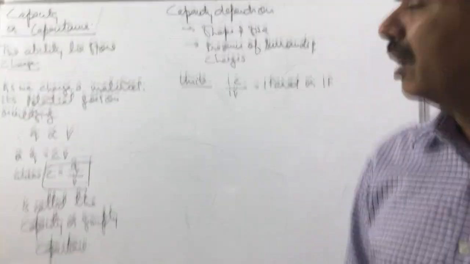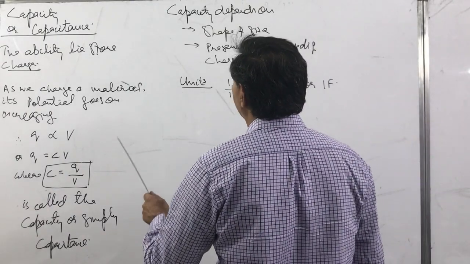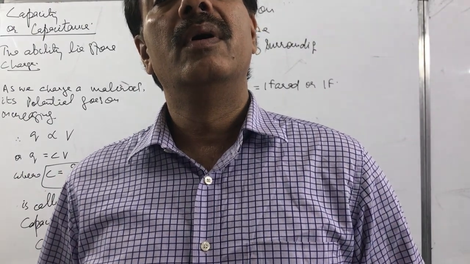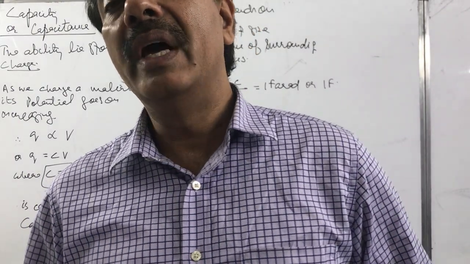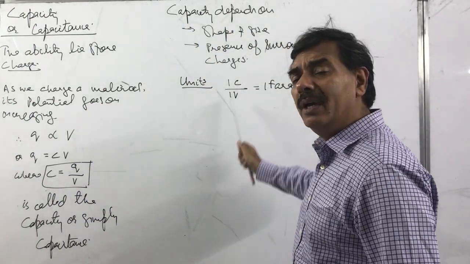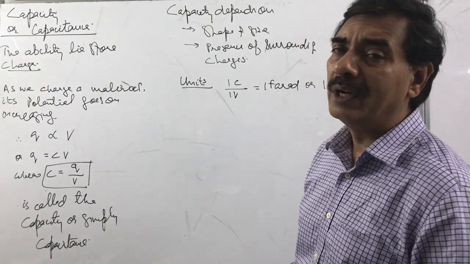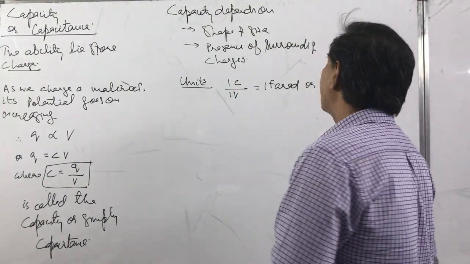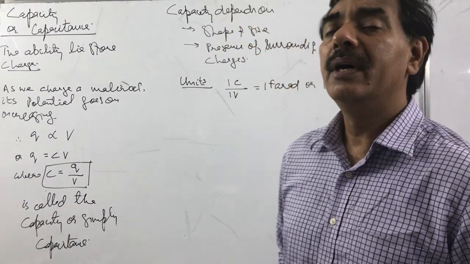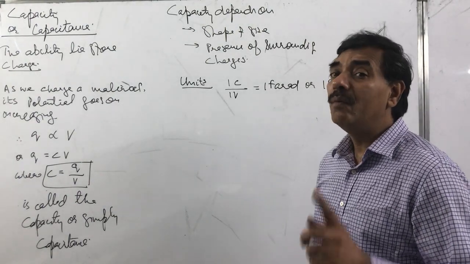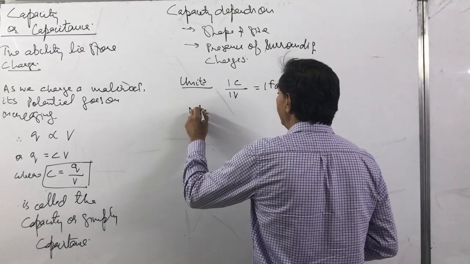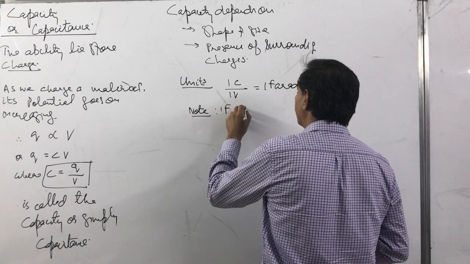the capacity of a conductor is said to be 1 farad if a charge of 1 coulomb brought on its surface will raise its potential by 1 volt. I repeat once again, you can write it down if you want to. The capacity of a conductor is said to be 1 farad if a charge of 1 coulomb raises its potential by 1 volt. Farad is a large unit. Note आगे लिख सकते हो, farad is a large unit.